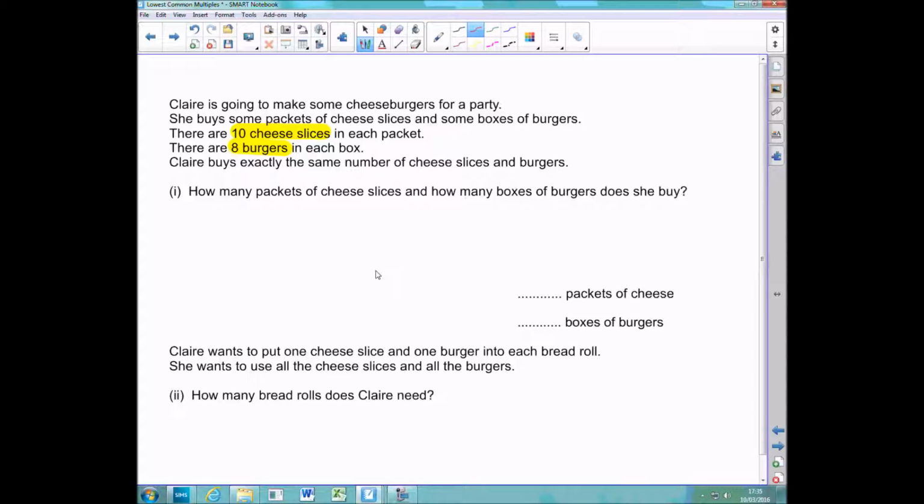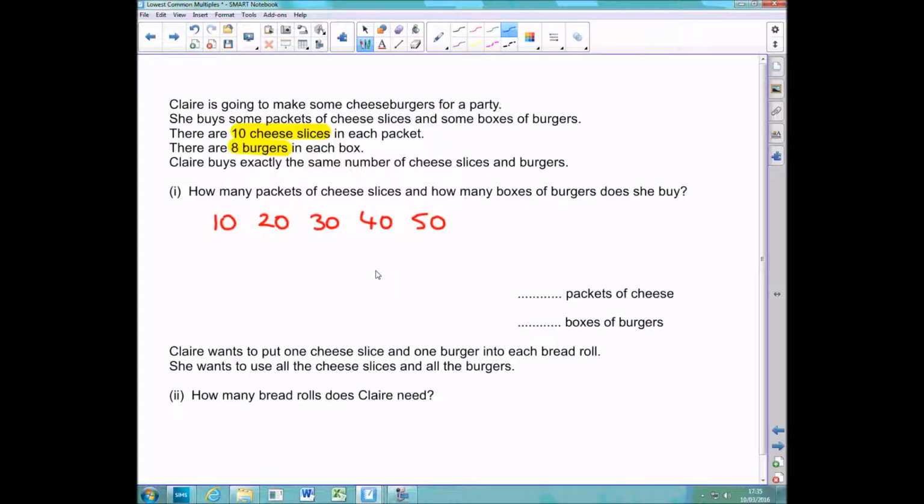First off, I'm going to look at the different amounts of cheese she could buy. If she buys 1 packet, she'll have 10 pieces of cheese. If she buys 2, she'll have 20. 3, she'll have 30. 4, she'll have 40. And 5, she'll have 50. She can't have any other amounts because we're not allowed to go into the supermarket and just take out 5 pieces of cheese. We've got to buy the whole packet, so we can only have these multiples of 10.